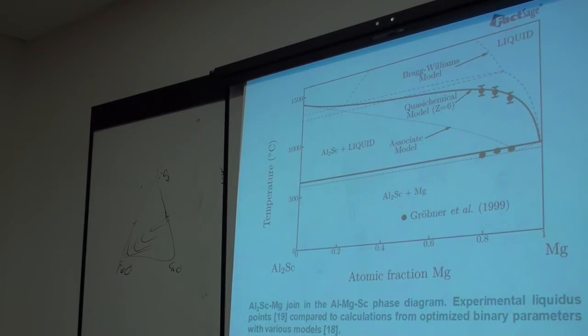Okay, but that's because the mathematics in the binary are very similar. When you go into the ternary system, you're really basing it upon chemistry, what's really happening. The associate model falls down because what's really happening is not that you have Al2Sc molecules. Okay? You have the nearest neighbor pair. And I think it's important to understand the difference. In the associate model, the magnesium does not break up the aluminum scandium complexes. In the Bragg-Williams model, it breaks them up, but it overdoes it because you don't allow them to cluster. In the quasi-chemical model, it breaks them up, but not too much because they can cluster.